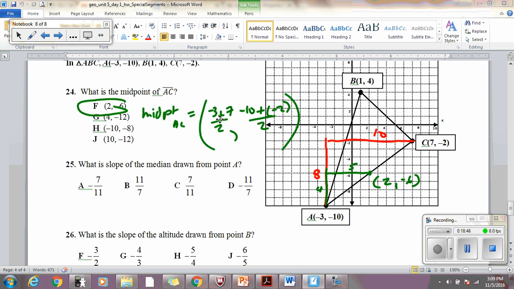Either illustrate it on the graph, like I did, or show me the formula. But you have to show something. Just circling an answer is not enough evidence.